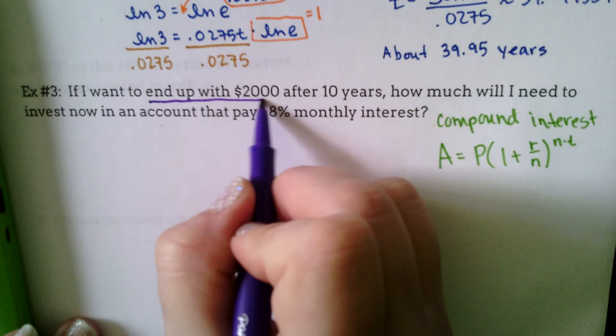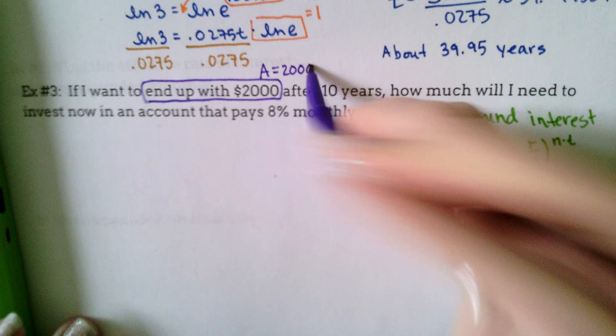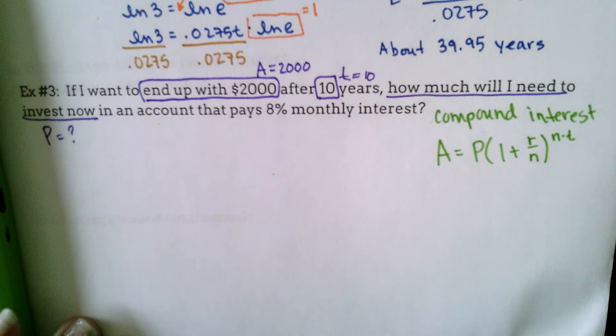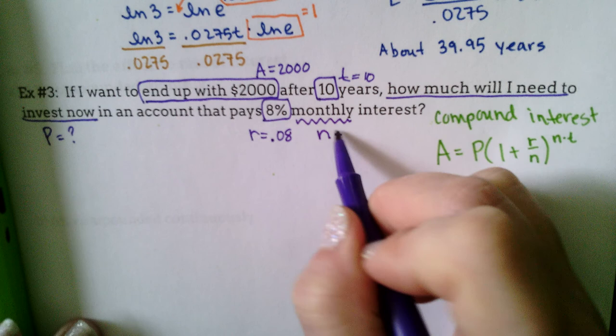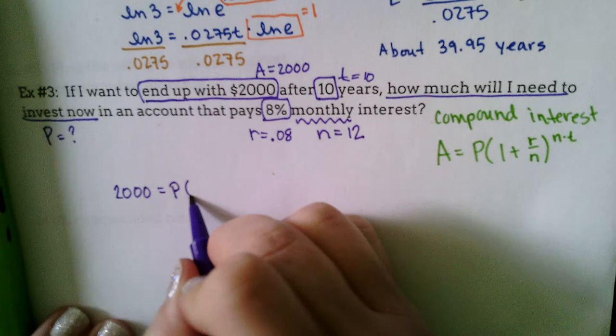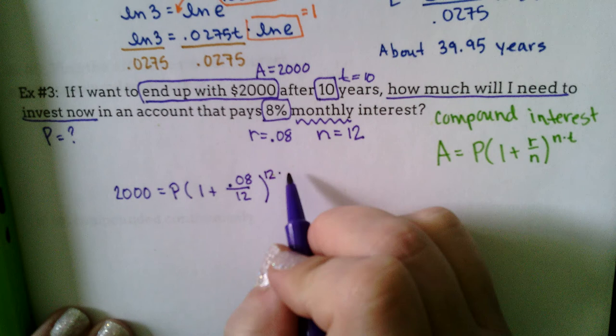I want to end up with $2,000. So that is my A. That is the amount I have at the end after 10 years. So t is 10. How much will I need to invest now? That's my principal. That's how much I'm starting with. In an account that pays 8% monthly interest, so r is 0.08, and monthly means it will be compounded 12 times per year. So filling in my formula, A will be replaced with 2,000 equals P, what we don't know, times 1 plus r, which is 0.08, divided by n, which is 12, up to the power of 12 times t, which was 10.